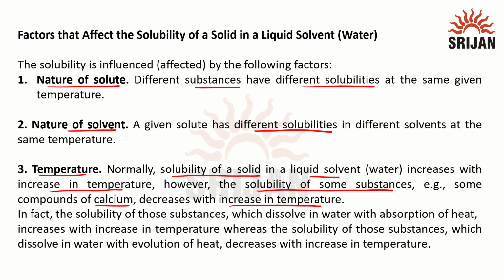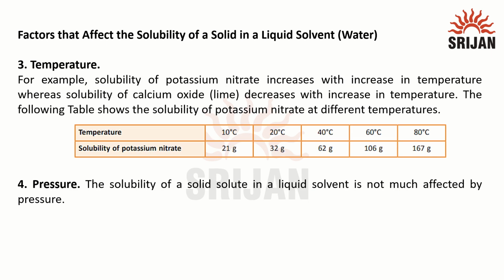In fact, the solubility of those substances which dissolve in water with absorption of heat increases with increase in temperature, whereas the substances which dissolve in water with evolution of heat decrease in solubility with increase in temperature. Now we have an example. The solubility of potassium nitrate increases with increase in temperature, whereas the solubility of calcium oxide, that is lime, decreases with increase in temperature because there is evolution of heat.